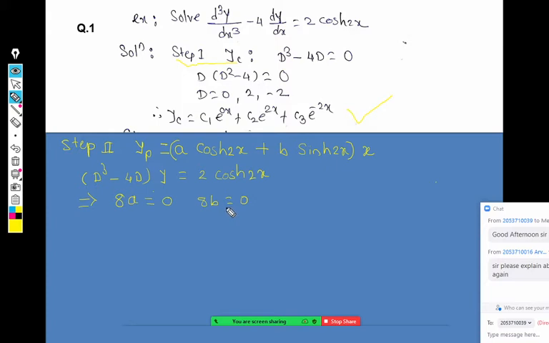Give me a minute, sir. Yes, do it. Because it should not be the answer, because if 8a is 0 and 8b is 0, then a and b are 0, and yp is 0. It's not correct. Okay, so whatever answers we got are not correct here. Or you can compare just the coefficient of sinh x and cosh 2x. Actually, you will get 4 equations. Out of that 4, you just have to equate 2 coefficients, and you will get a and b. We have to find out 2 constants, so we require just 2 equations there.